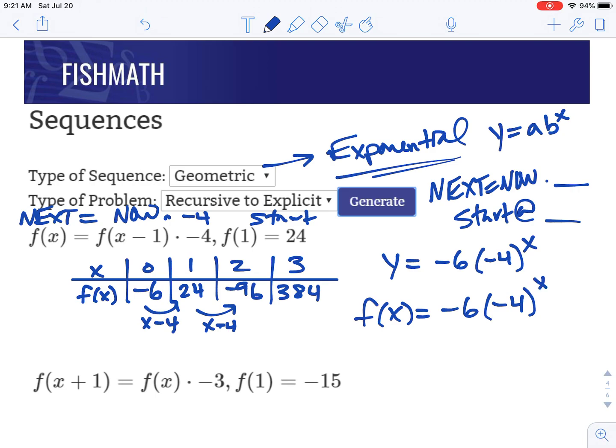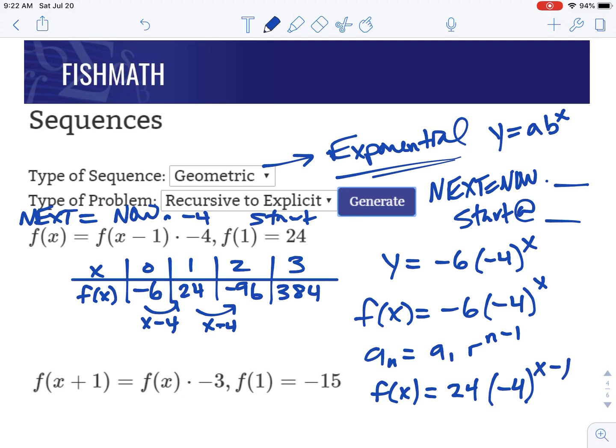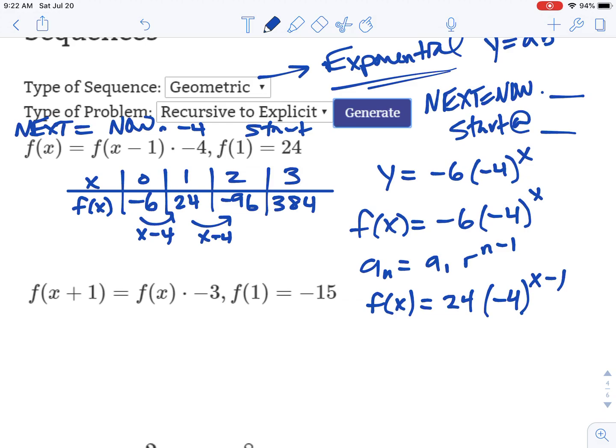Now, on the formula sheet for any exam, what you'll see is this formula instead. You'll see a of n equals a of 1 times r to the n minus 1. So that's the same relationship, just written a little bit differently. Instead of using the 0th term, the y-intercept, they're using the first term. So we could write it using that. We could say f of x instead, no big deal there, equals the first term, 24, times -4 to the x minus 1.